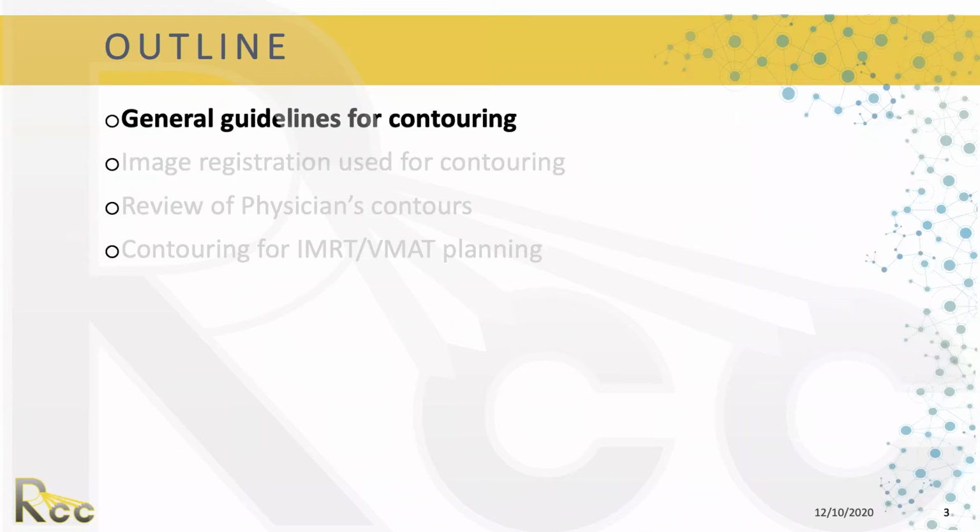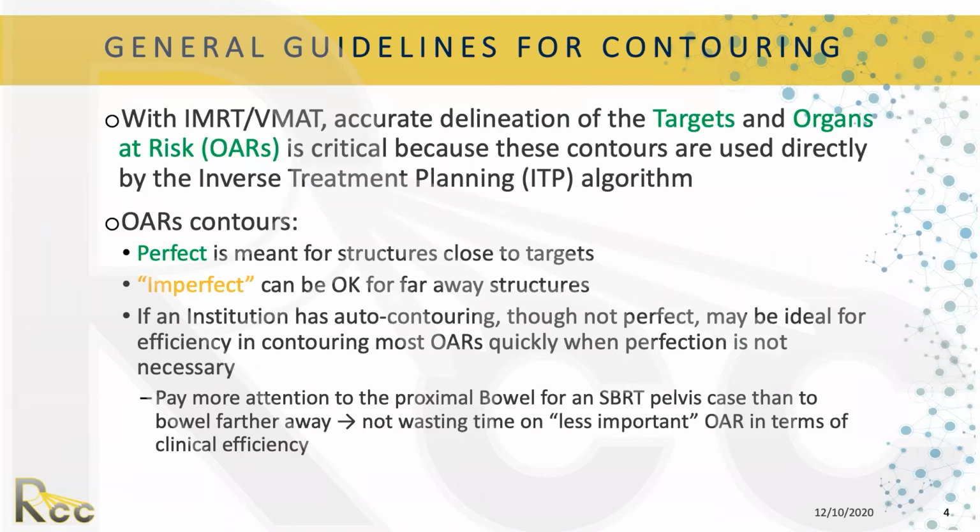Starting with general guidelines for contouring for any type of plan, especially for IMRT and VMAT: if you delineate the targets and the ORs accurately, this is a very critical step in the process, because most of these contours, or contours made from these contours, are going to be used in the inverse treatment planning algorithm. So if you start with bad contours, you know that you're not going to get good plans. I don't want to say it's the most important step in the planning process, but you need to pay really close attention in contouring.